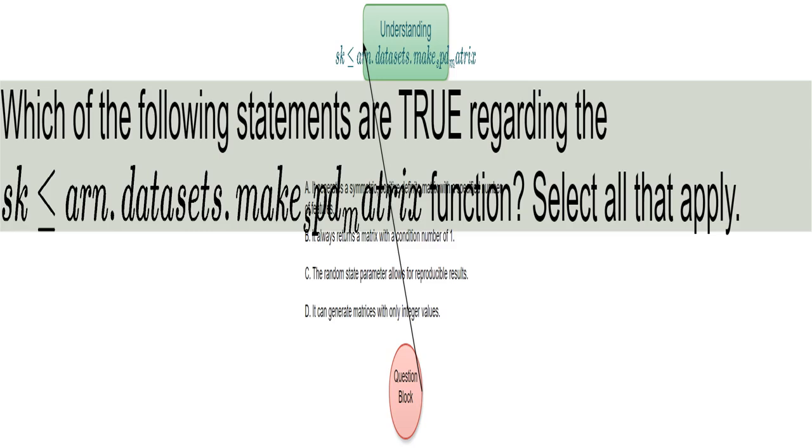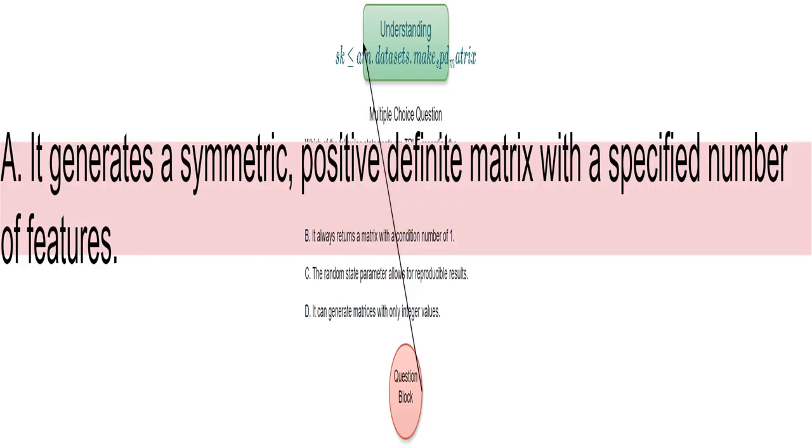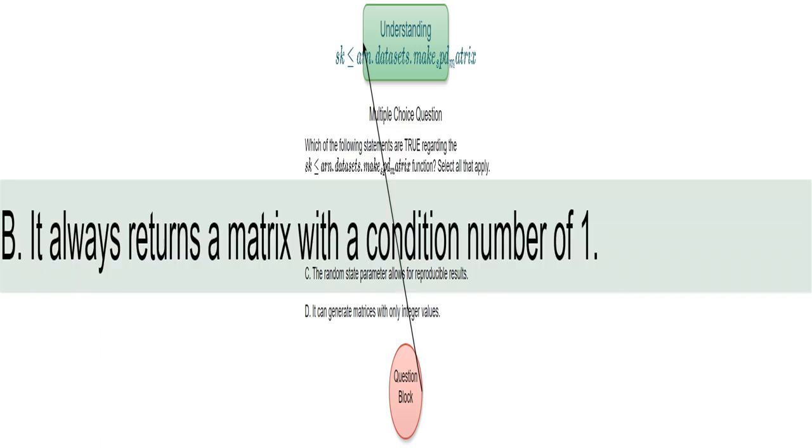I'll guide you through each statement, helping you determine if it is correct or incorrect based on your understanding of the make_spd_matrix function. This statement is true. The make_spd_matrix function's core purpose is to generate these kinds of matrices, and you can specify the size. This is false. While the function aims for well-conditioned matrices, a condition number of exactly 1 is not guaranteed.